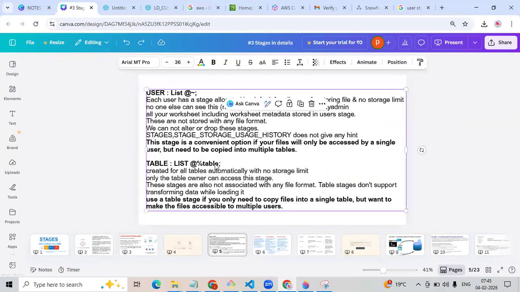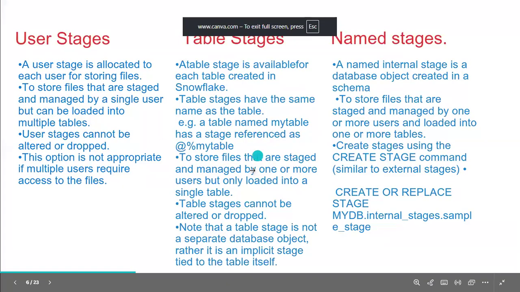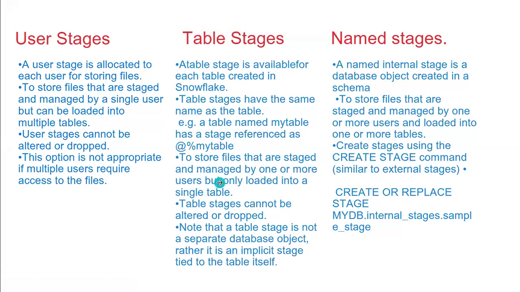Let me change it here so that you will easily understand. This is the table name. Coming back. The table stage stores files that are managed by one or more users. It can be accessed by one or more users, but can only load into a single table. You cannot load into multiple tables. All the files placed in that stage need to be loaded into the single table.